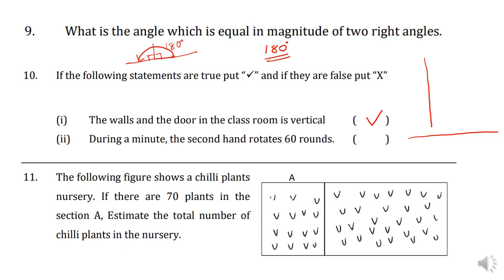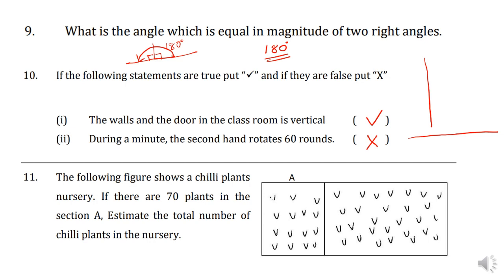During a minute, the second hand rotates 60 rounds. No, during a minute, the second hand rotates only one round, right? The second hand of a clock is the fastest hand in the clock, and it rotates very fast. You can see that if you look at a clock. When the second hand rotates one revolution, that means it is 1 minute, right?